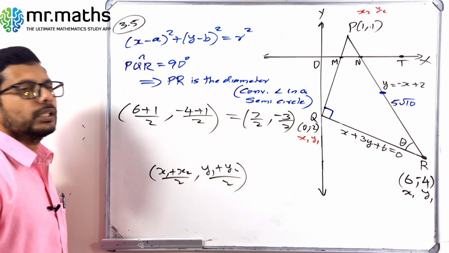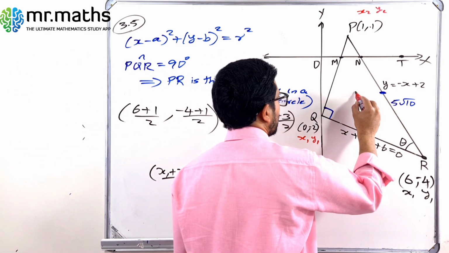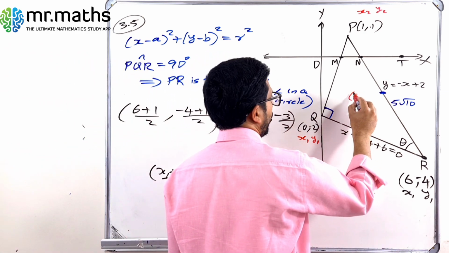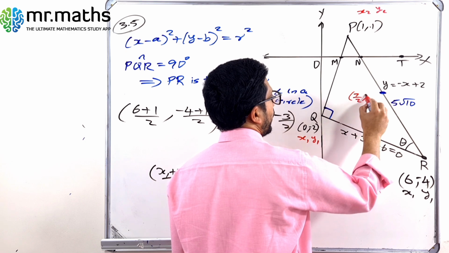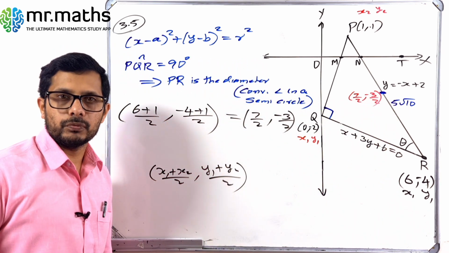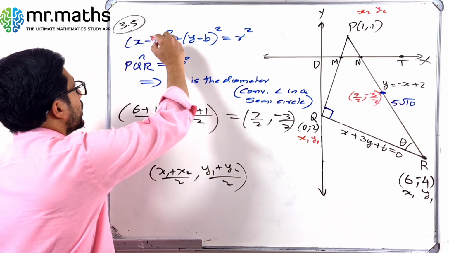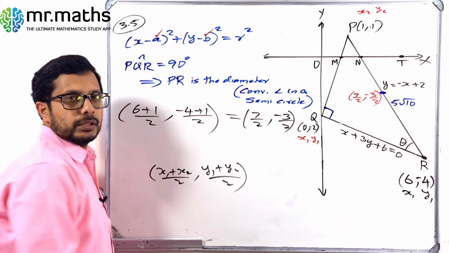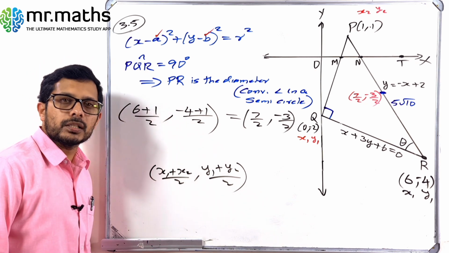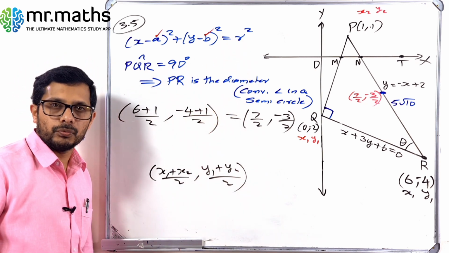So the center coordinate is 7 over 2 comma minus 3 over 2. That is the coordinate of that point. Am I right? Now we have the values a and b, the center points. What is outstanding? The value of r. So we have to find the value of r now.